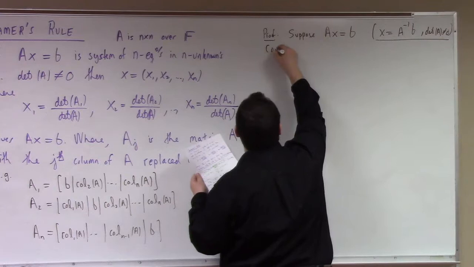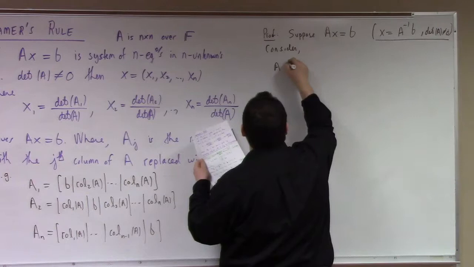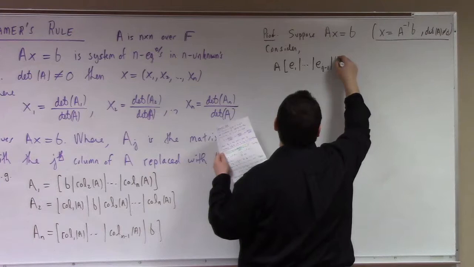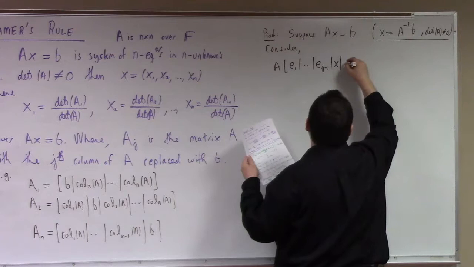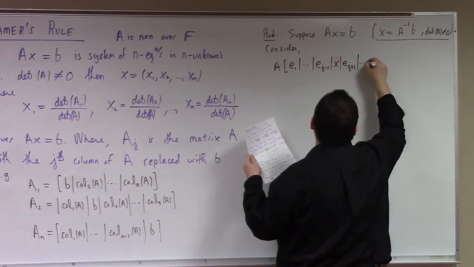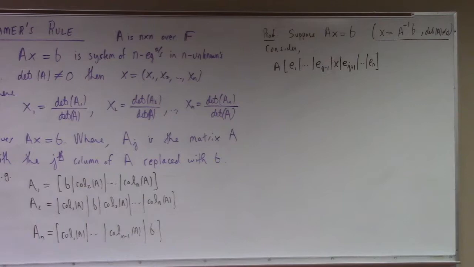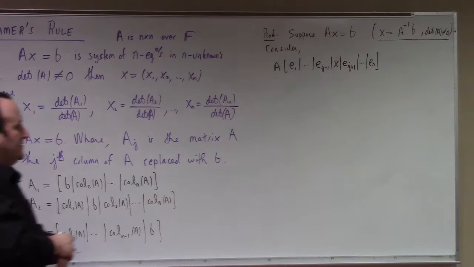Consider then A times the following matrix. We put E1 through E(j minus 1), then X, then E(j plus 1) through EN. So this is an n by n matrix where I've put X in the jth column, and I've put the standard basis in the usual order in all the other columns. I mean, we can do this. You might ask why. I mean, the proof's in the pudding, I suppose.